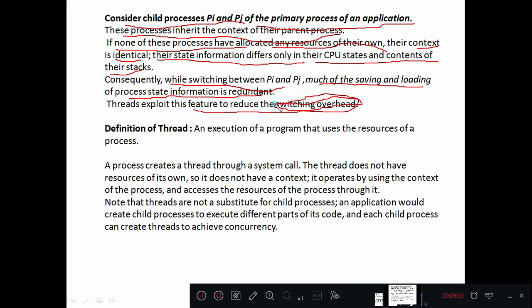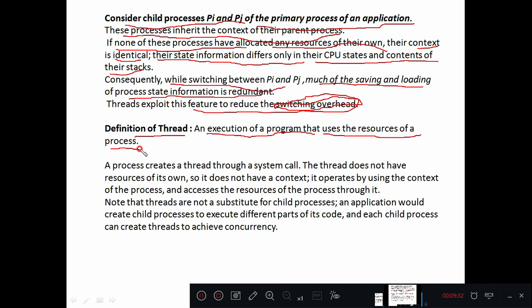So whatever we have seen in these two statements, that kind of overhead can be reduced when we use threads. Let us see the definition. We will start the concept of thread with the definition of the thread. What is the definition of a thread? It is execution of a program that uses the resources of a process.